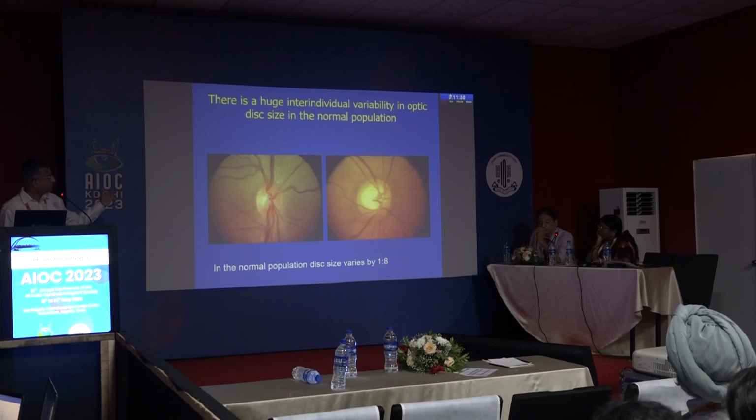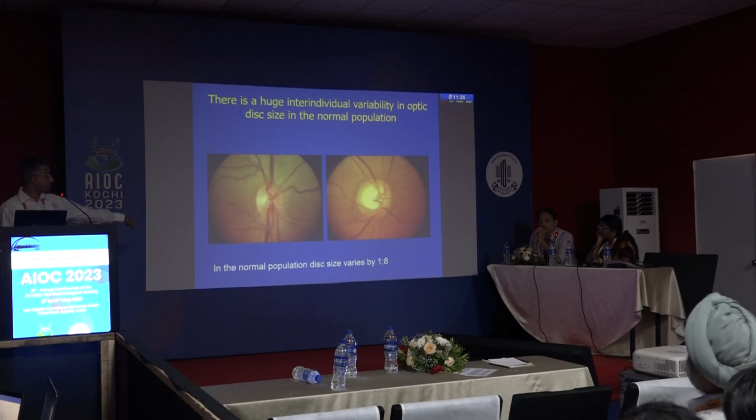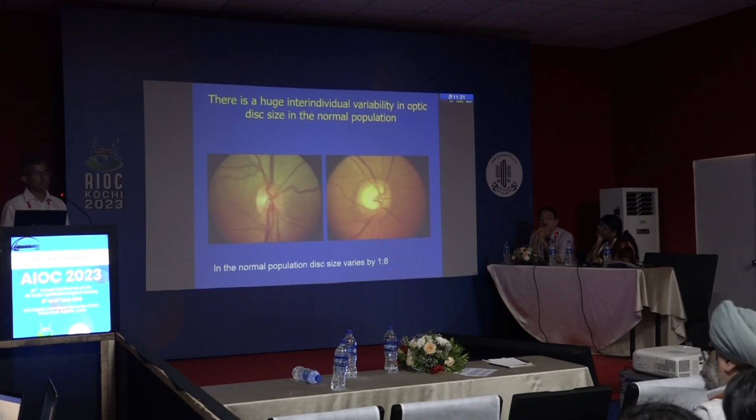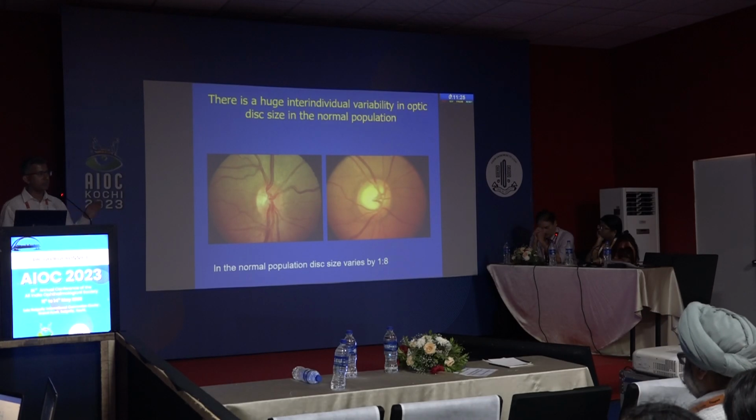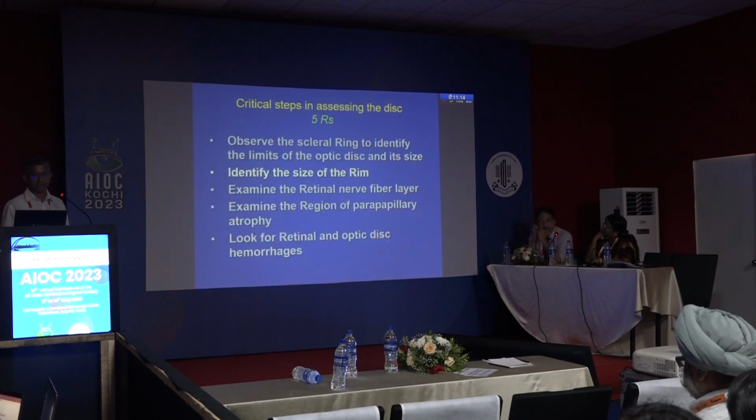These are two normal discs, and both of them look very different in terms of the cup. This is because in a normal population, the disc size can vary by as much as 1:8 times. There is almost no other organ in the human body where you will see an 800% difference in size. You don't see people who are 1 meter tall and 8 meters tall. You don't see people with axial lengths like that or any other feature like that. So that's one of the reasons why it becomes difficult to assess glaucoma sometimes.